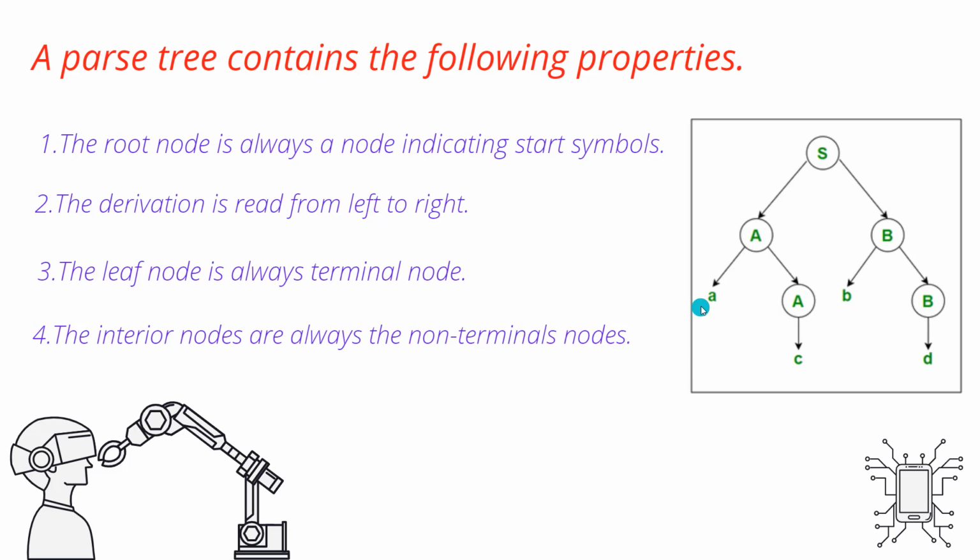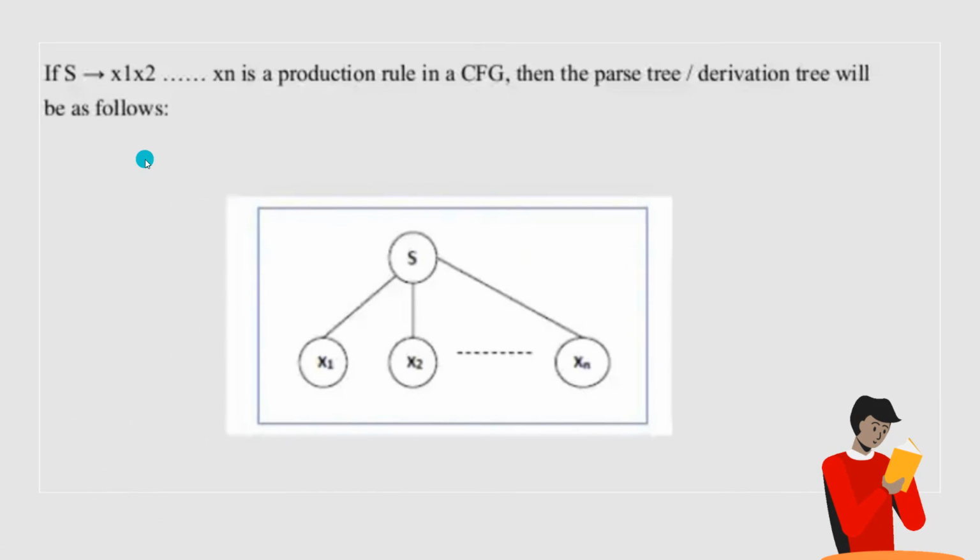The third property is that the leaf node is always a terminal node. Whatever leaf nodes it has, A, C, B, D, are always terminal nodes. The interior nodes are always non-terminal nodes. In this we have A, B and AB. These are the interior nodes, which are called the non-terminal nodes. So these are some properties of the parse tree.